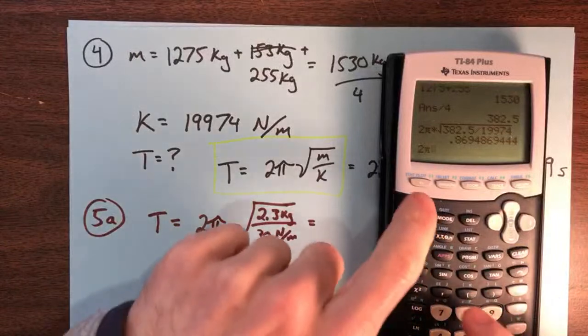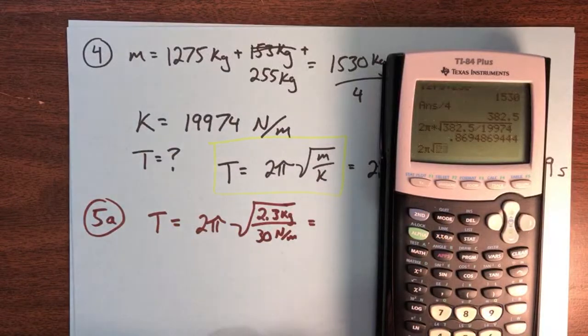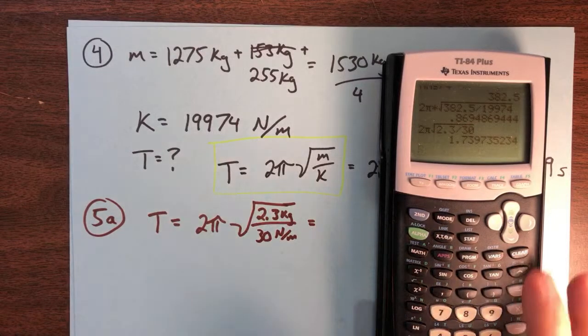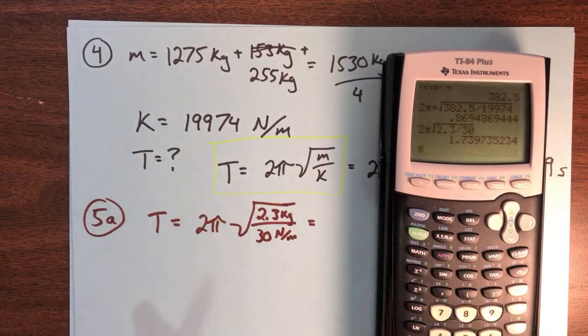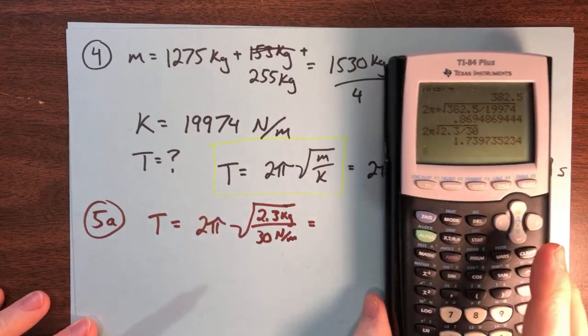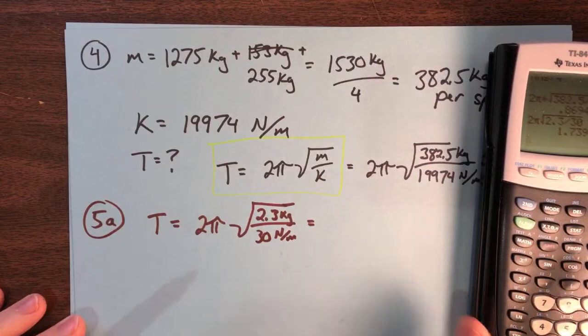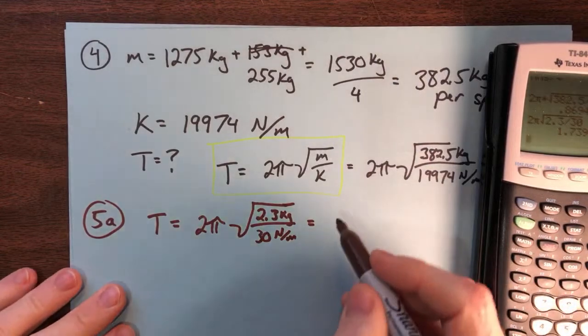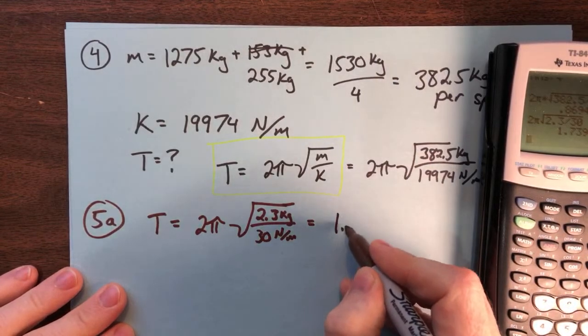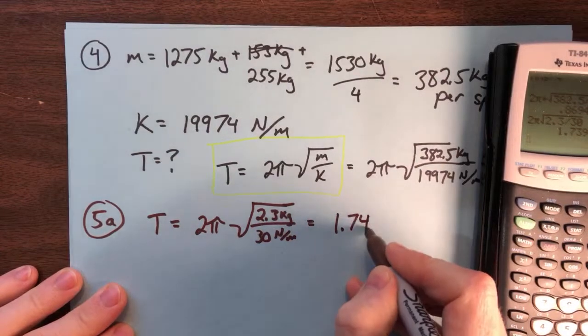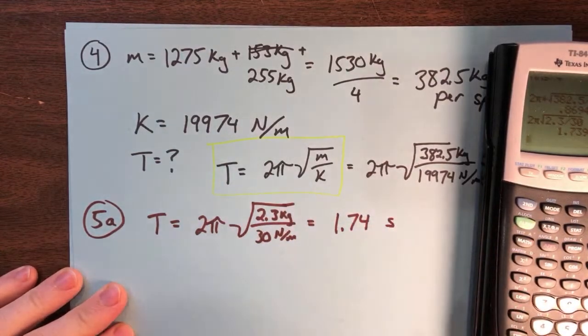So the spring constant in all these is 30 newtons per meter, which is going to be what? 2 pi square root of 2.3 divided by 30. All right, 1.74. We're going to round that up to 1.74, or technically we really only have two significant figures, but I'm just going to leave it at 1.74. And once again, units are seconds.